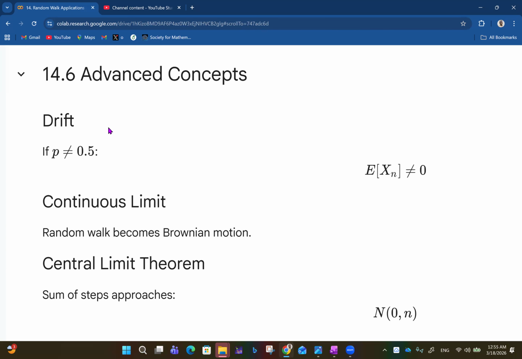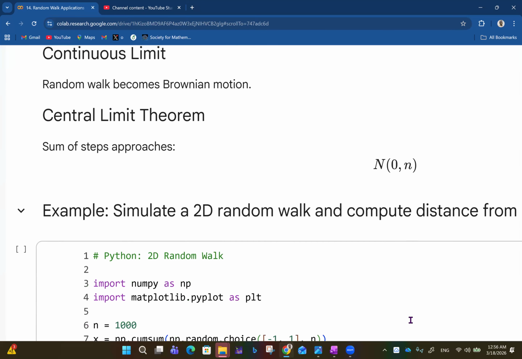So we talk about drift, some advanced concepts. If p is not equal to zero, then the expected value of xn is not equal to zero. We saw this already. If you have a simple random walk or a fair game, p is 0.5, and in that case the expected value of xn is always zero. The drift is zero. Then we have the idea of continuous limits. Random walk becomes Brownian motion. If you keep going, by the central limit theorem, the sum of steps approaches a normal distribution with mean zero and standard deviation root n.